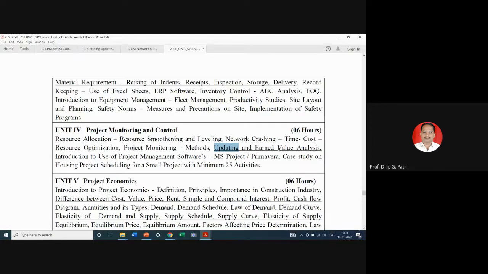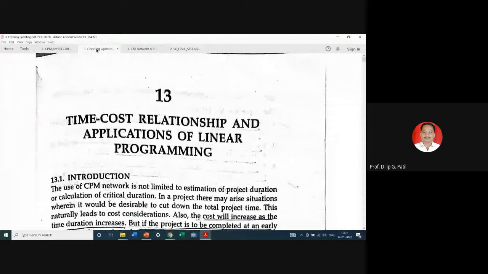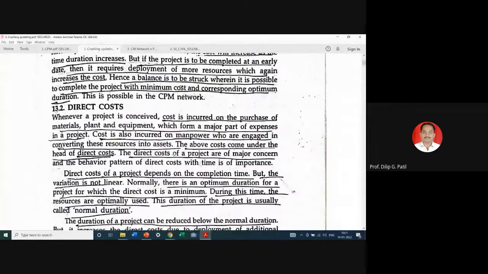These questions will be answered after completing the updating part of this project management with respect to some examples that we will see now. That is project updating. That is very simple, but it is application oriented and we have to understand it. And then we will see crashing of the project network, how we can crash it.